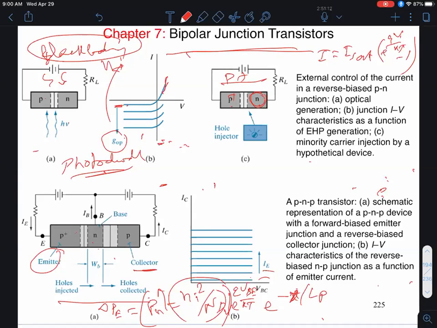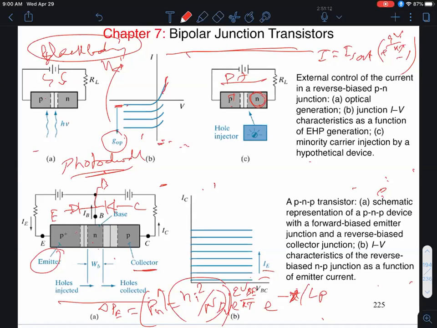All right, so BJTs are an application of p-n junction theory, except that we have two p-n junctions connected back to back. We have an emitter base junction that's typically forward biased, connected back to back with a collector base junction that's typically reverse biased. Okay, that's my base, that's my emitter, that's my collector.